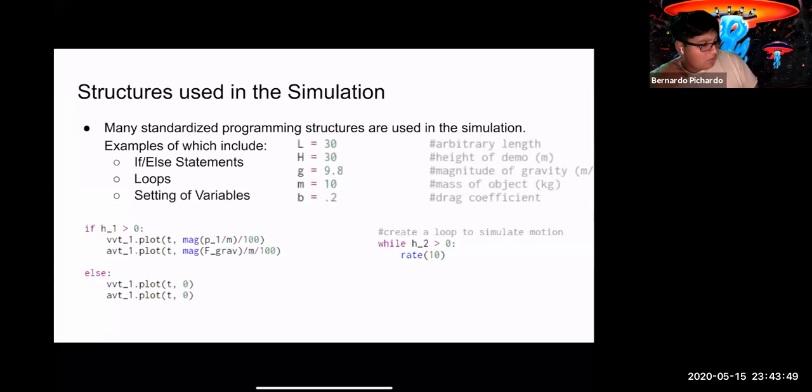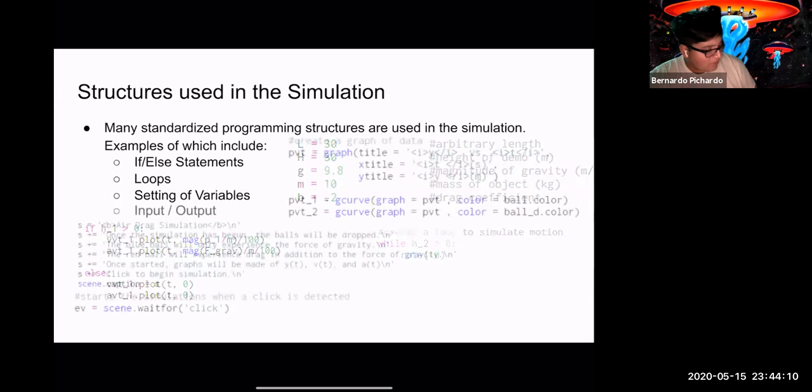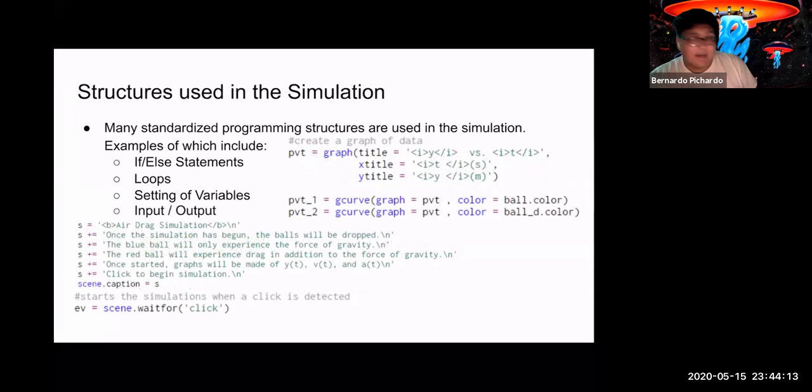We also use the setting of variables. In this case, this is for a prototype code. We set L, or our length, to 30, our height to 30 in meters, G is 9.8, the mass of the object as 10 kilograms, and the drag coefficient as 0.2. Obviously, this isn't what a cotton ball would be, but just to get some practice. We also obviously had to include input and output to the user, in this case, an explanation, and then EV equals scene.wait for click, which is basically telling the computer, hey, the moment the user clicks, you want to execute the program.